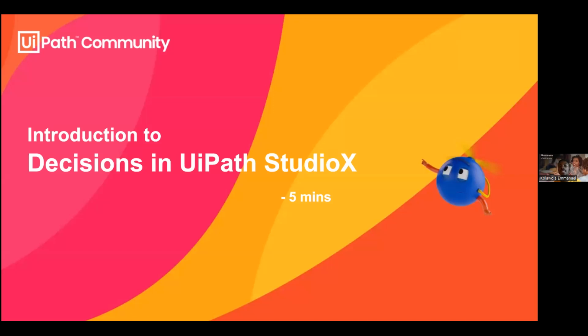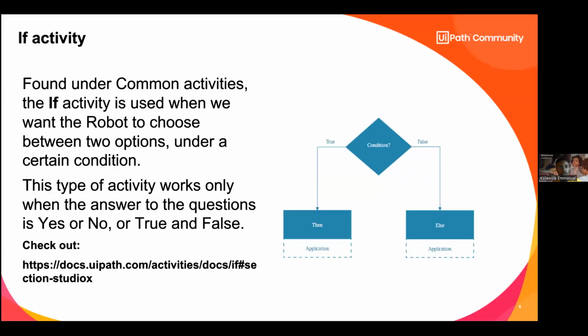Introduction to decision in UiPath StudioX. For decision, basically, you are making a true or false decision, just like in our normal day-to-day activity. Either you want to take a bus or you want to go with other means of transportation. Either you want to spend your money or you don't. We make decisions always, also in our workspace. So for UiPath StudioX, to make a decision, we use what we call the If statement, and it is found under the common activities. I'm going to show you that on StudioX very soon.